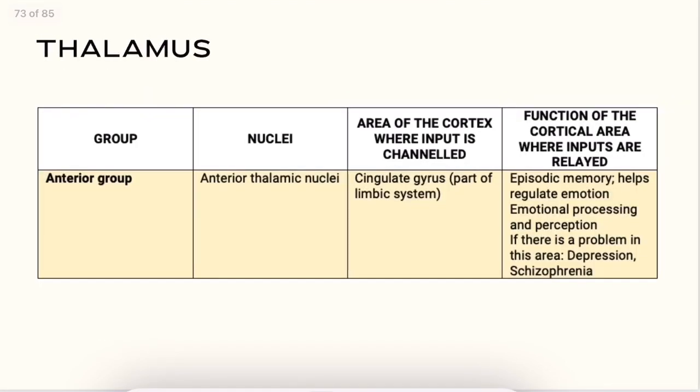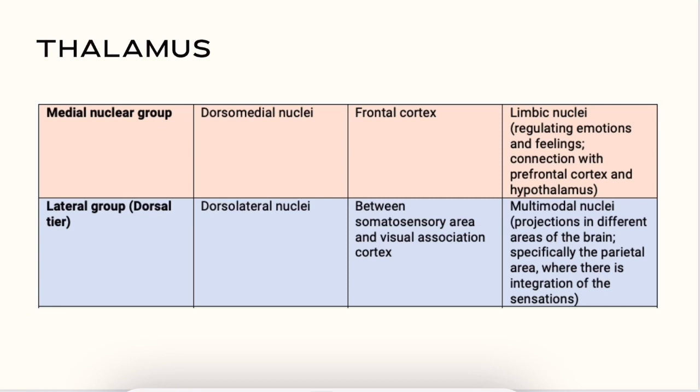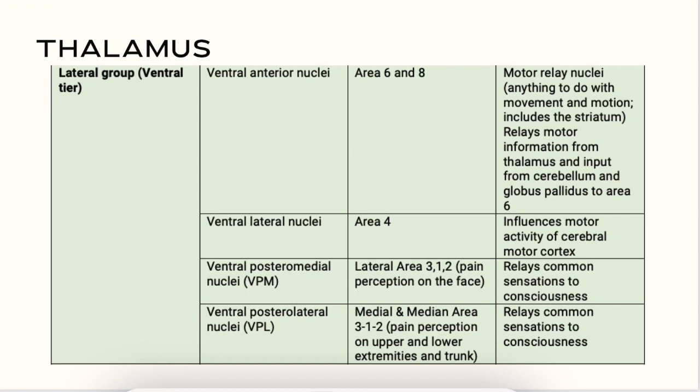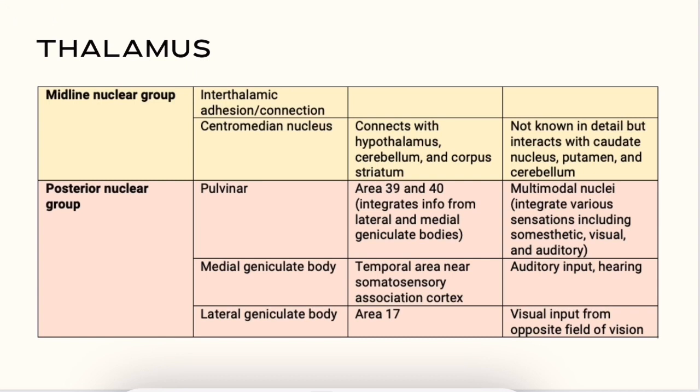Okay, so just a summary again, I put everything in a table so that it's easier for you guys to understand and to remember. Please reread and go through all the information again so you are able to familiarize with the concepts. So this is our anterior group with the anterior thalamic nuclei. This is our medial nuclear group with our dorsomedial nuclei. Our lateral group for the dorsal tier, dorsolateral nuclei. This is our lateral group, the ventral tier, with the ventral anterior nuclei, ventral lateral nuclei, ventral posteromedial, and ventral posterolateral. And then we have our midline nuclear group with your centromedian nucleus and your interthalamic adhesion, and then your posterior nuclear group with your pulvinar, your medial geniculate body, and your lateral geniculate body.